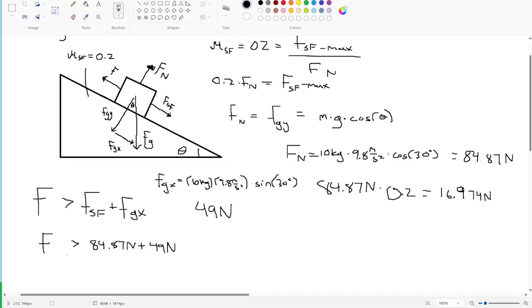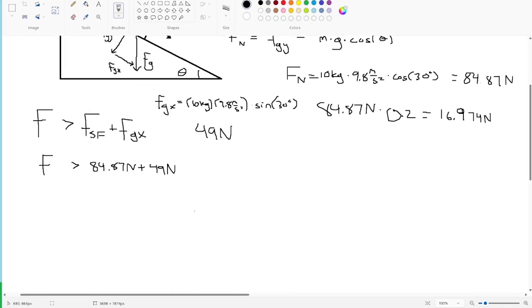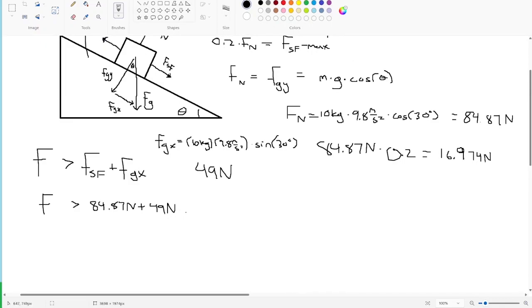This force that we apply needs to be greater than both of these for this block to overcome being still. Which in total is going to be equal to 84.87 newtons.